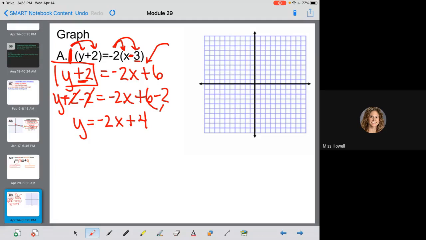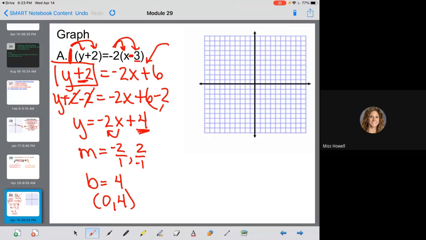All right, we now know that this coefficient here in front of x is our slope, so negative 2 over 1, or 2 over negative 1. And this constant term is what's called our y-intercept of our line, which we use the variable b to represent. So it's at 4, or more specifically, the location (0, 4), because it's giving us our location on our y-axis. So up 4, right here. And then now we can use our slope of negative 2 over 1 or 2 over negative 1 to help us get to new places on our line.